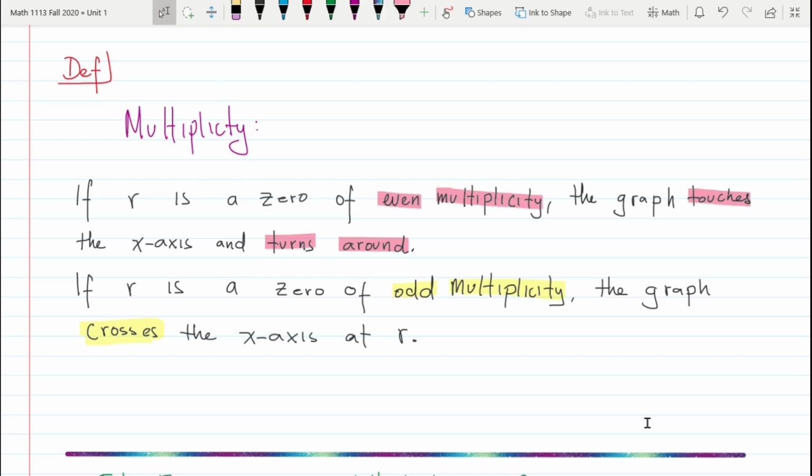So you look at the number that you got, right, as the power of this 0, and it's going to be classified as even or odd multiplicity. And that's going to tell you whether there's a little curve that touches the x-axis and turns around in the other direction, or if it's going to go through the x-axis at said value.